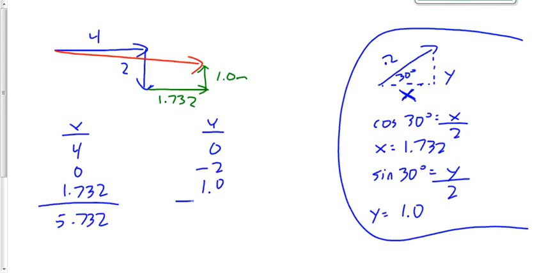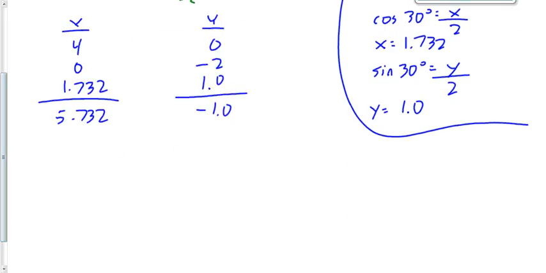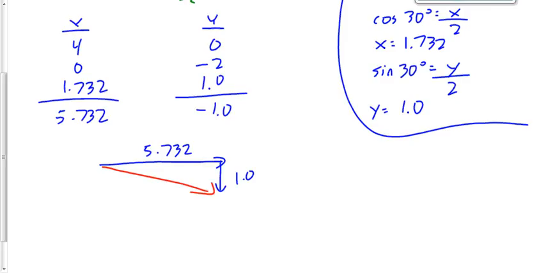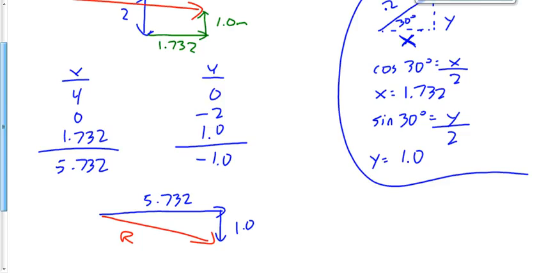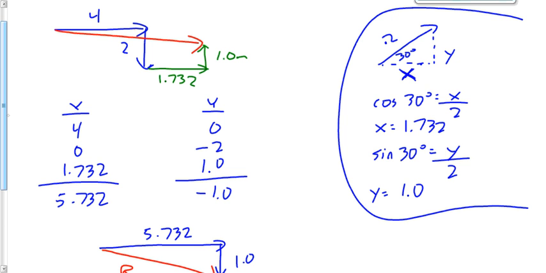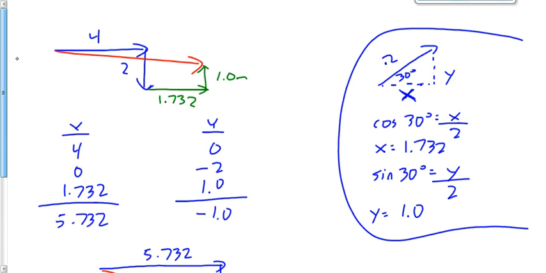5.732. Add these up. We get -1.0. And then let's redraw it as a right-angled triangle vector diagram. 5.732 to the right and 1 down. And our resultant vector goes from start to finish. You can find that resultant vector by using the Pythagorean theorem. Take a look at that resultant vector. Take a look at this resultant vector. Looks pretty much the same, doesn't it?